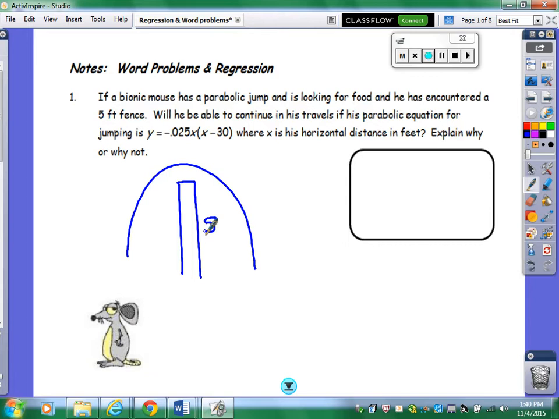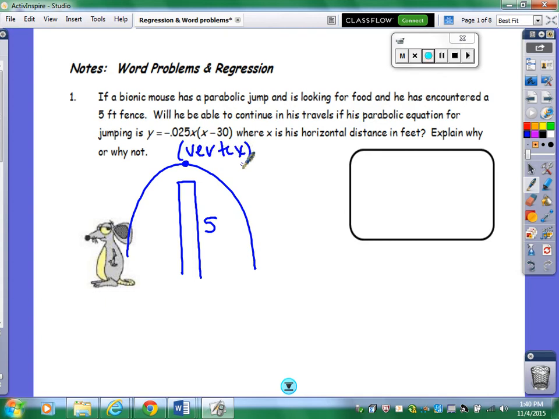So let's think about this. When is this mouse, our little bionic mouse down here, when is he going to be able to clear that fence? Hopefully you said if his max value here, so this is going to be the vertex of our parabola, if his max value, so that was going to be the y value of the vertex, is greater than 5, he's going to be able to clear the fence.